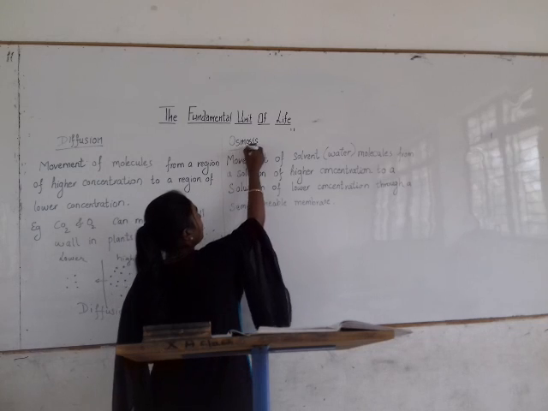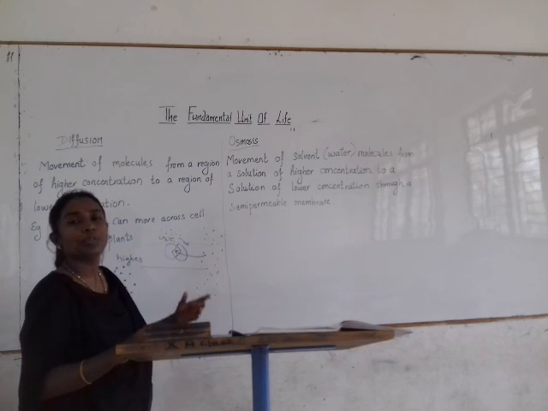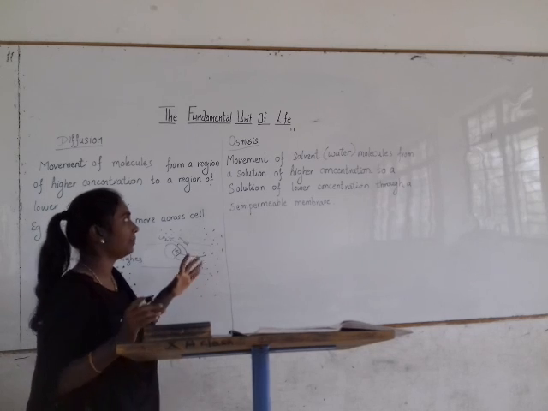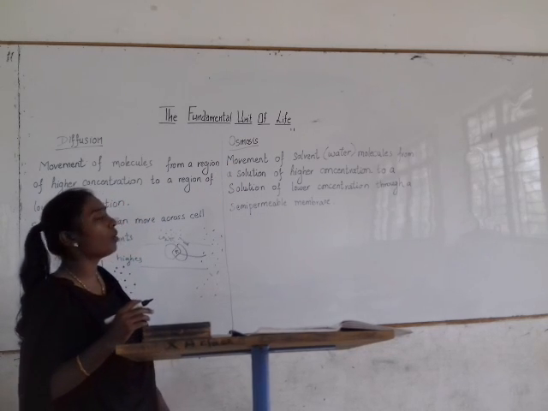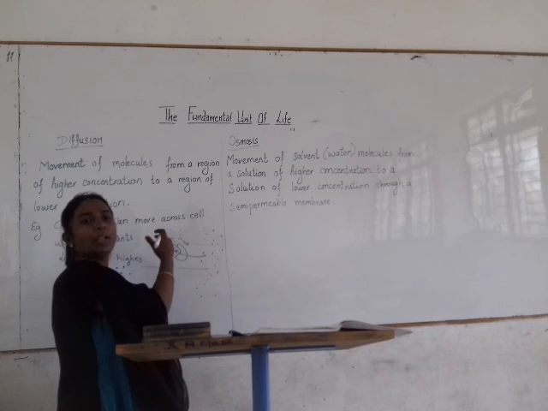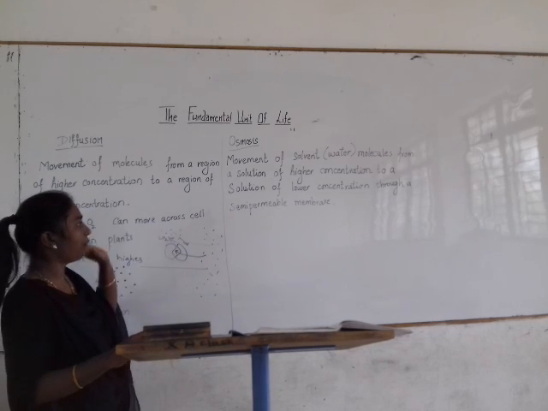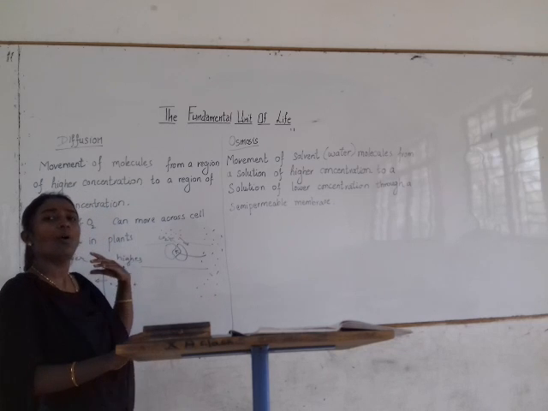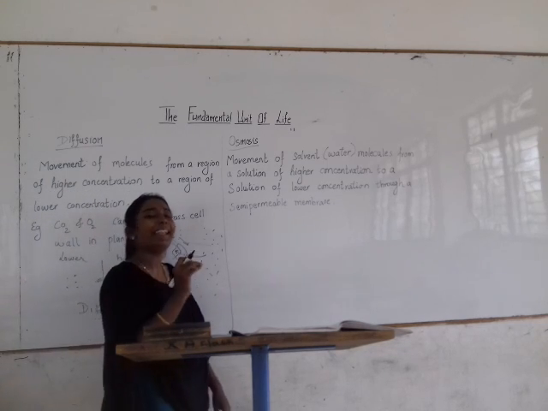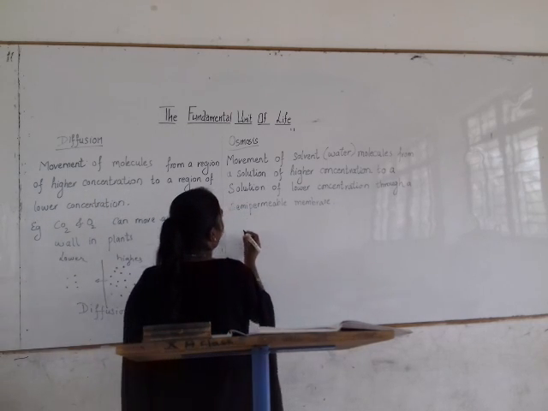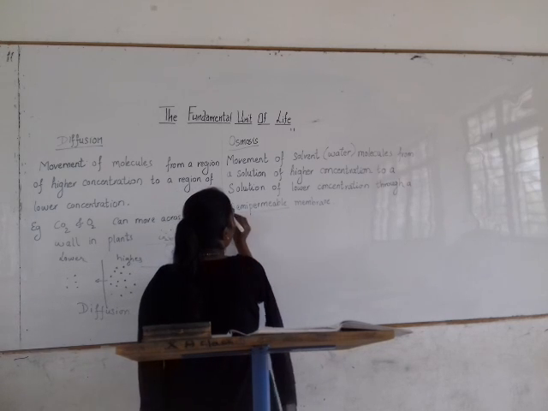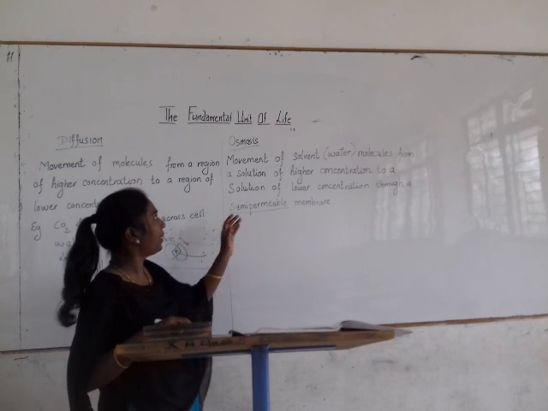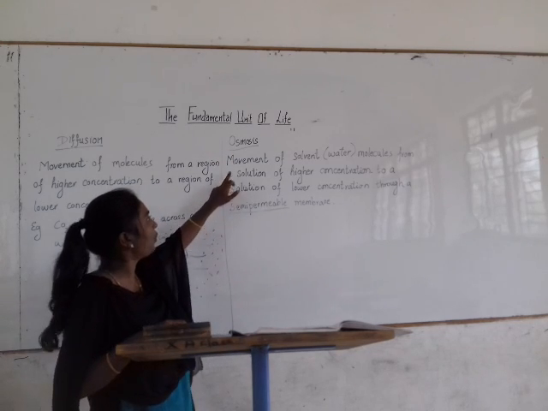definition. These two definitions are very, very important, children. So you need to learn them by heart. I am saying you need to learn them by heart. Okay. The next process is osmosis. Osmosis is similar to diffusion. Movement of molecules from higher concentration to lower concentration. The only difference is the presence of a semi-permeable membrane. Presence of a semi-permeable membrane. Here also, once again I am giving the definition for you.